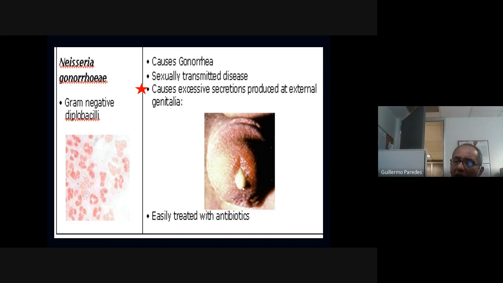I want you to remember, it causes excessive secretion produced by external genitalia. What is this drop? This drop is pus. What is pus? Pus is dead bacteria, dead white cells, dead macrophages, dead normal cells. So it's a combination of water and electrolytes. All this kind of cocktail is going to create pus. So that means there is a lot of inflammation process occurring in the genital area, in the reproductive organ. You okay with that?